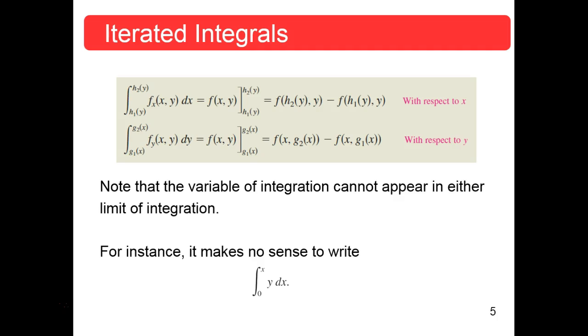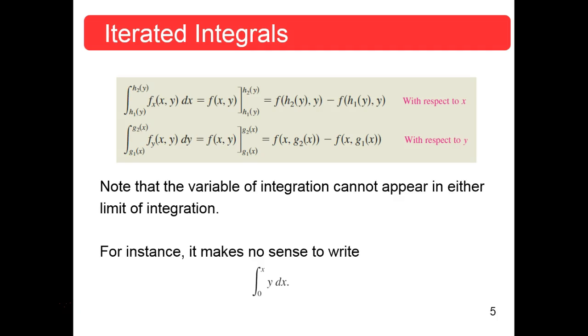Or if you're doing an integral of a partial with respect to y, where x is held constant, and you're doing the integration over y, this will give you f of x, y between the two limits g1 of x and g2 of x. So you plug in g2 of x for the y, so f of x, g2 of x, minus f of x, g1 of x, and evaluate that. That then is what they call iterated integrals.